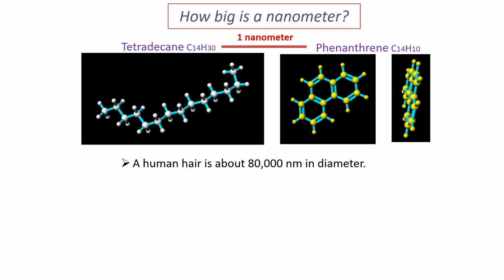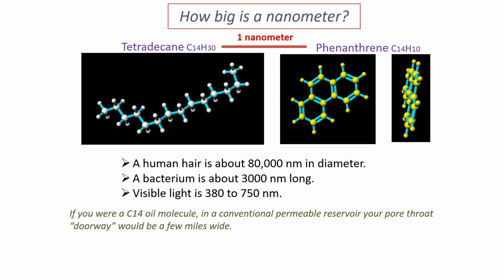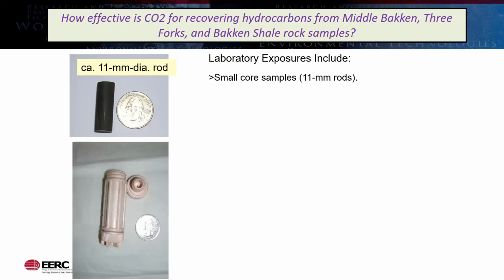Okay. Human hair is 80,000 nanometers. Bacteria is 3,000 nanometers. Bacteria can't get in these rocks. Visible light can't get in these rocks either, as the wavelength of light is 100 times too big to get through those pore radii. So if you were a C14 molecule, 2 meters tall, which is a tall guy, in a conventional reservoir you wouldn't even know there are walls there. Your doorway would be a few miles wide. If you're in a Bakken shale, your pore throat doorway would be somewhere around the size of a pet door to a garage door. It's going to inhibit you moving. So it's phenomenal we're getting oil out of those systems.